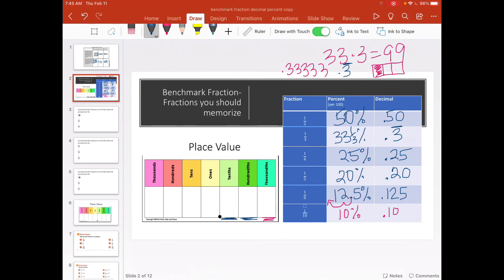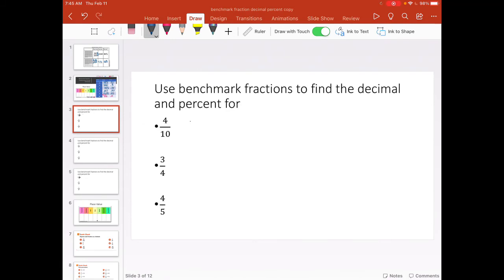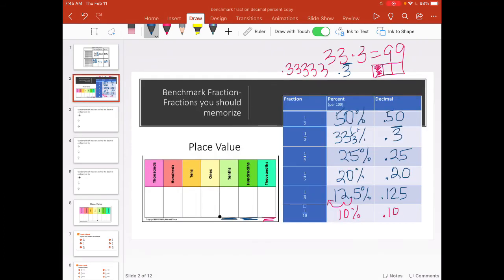So because it's 33 1/3, if we would double that, we would have 66 2/3. So a lot of times when we have 2/3, that 66, that 6 repeats forever, so we round it up to a 67. So let's look at using some of these. So I went through those pretty quickly, but let's use some of these benchmark easy ones to help us with some other ones.